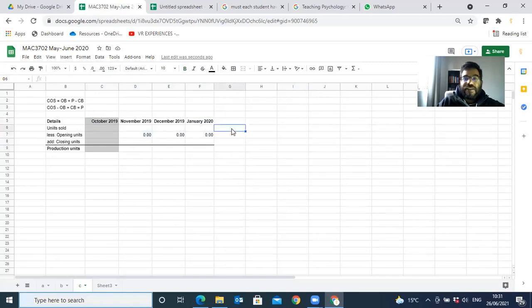So remember, the units sold is your budgeted sales. Okay, so this is given. Opening units is equal to the prior month's closing balance, and closing units is equal to 120% of next month's sales.